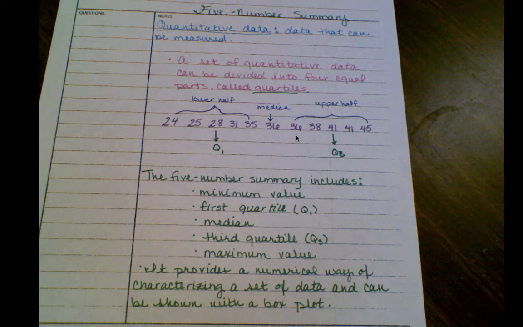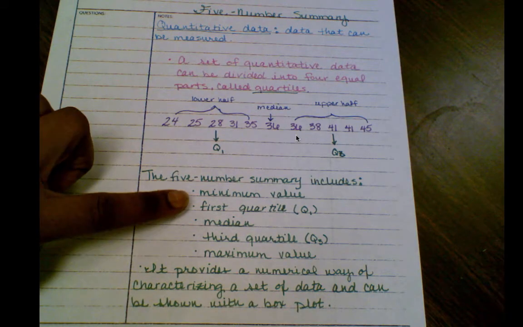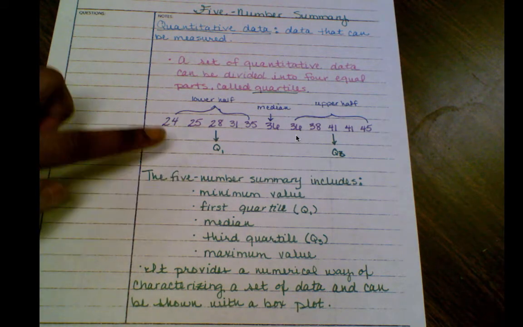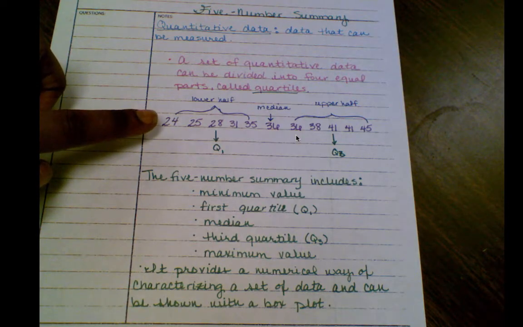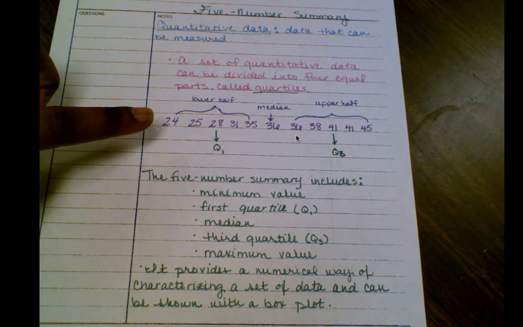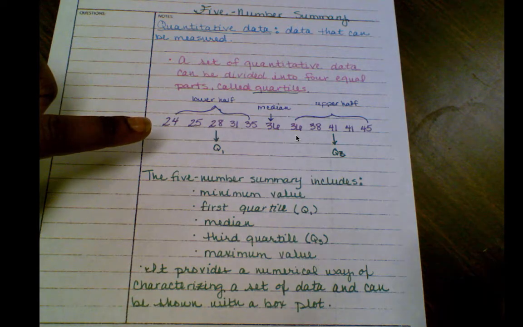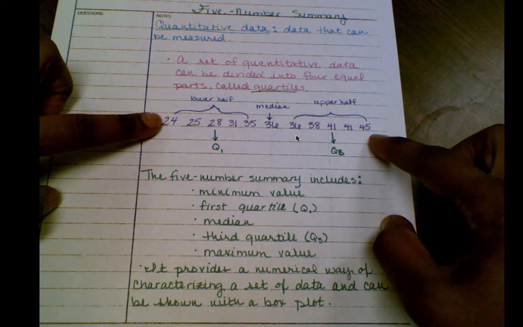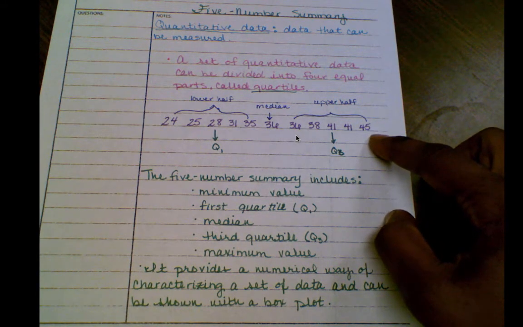Well, the first thing that we do is find the minimum value. The minimum value is just that. It's the lowest number in your data set. And then we've got our maximum value, which of course is the highest number in our data set.